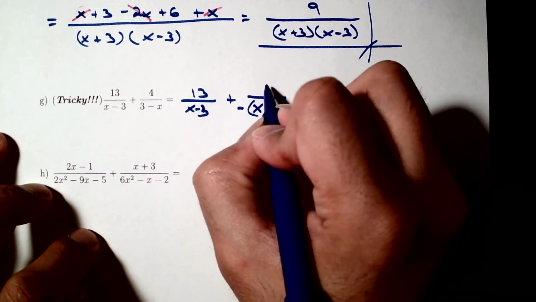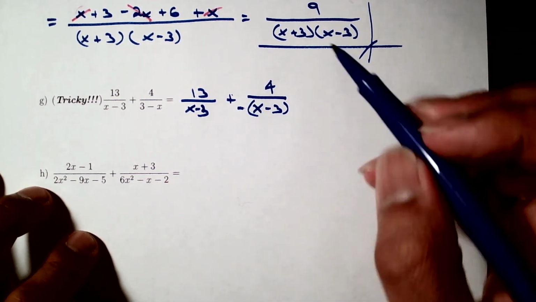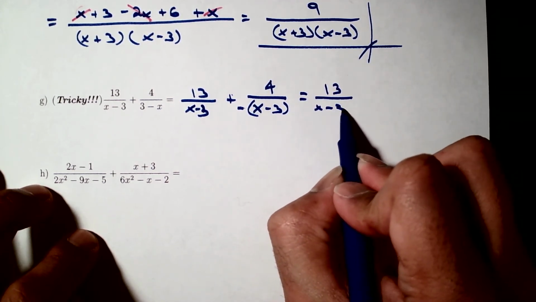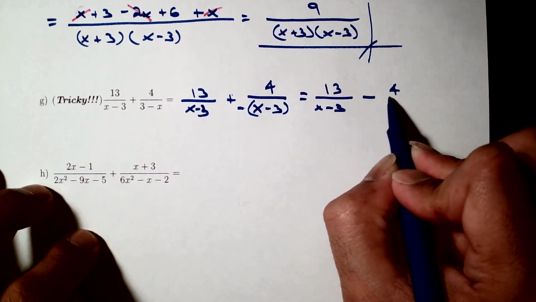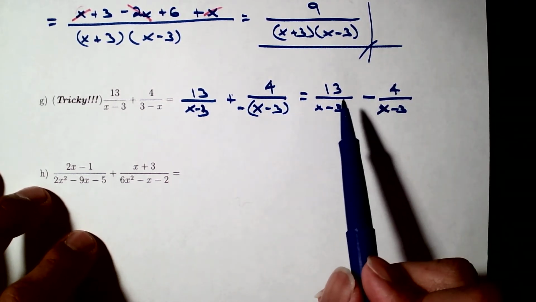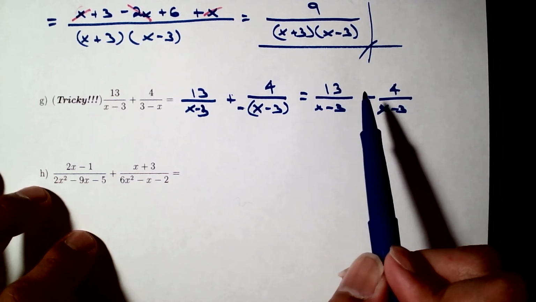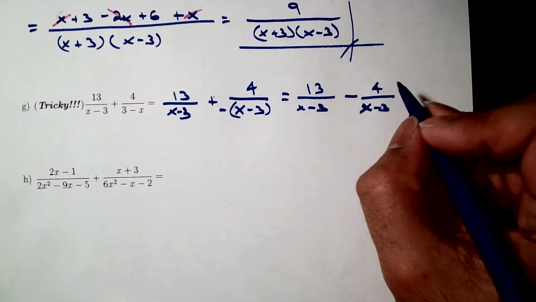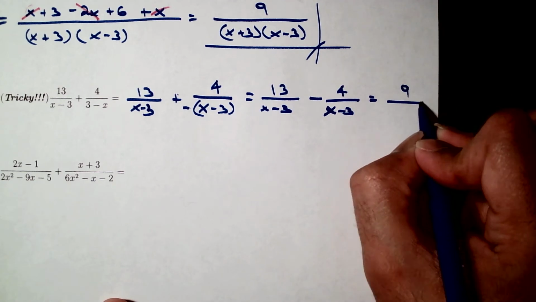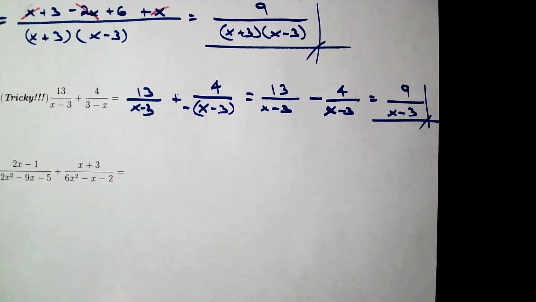All right? And then again, adding a negative is the same as subtracting. And ultimately we have two fractions with the same denominator. All we do is 13 minus 4, which equals 9. Final answer.